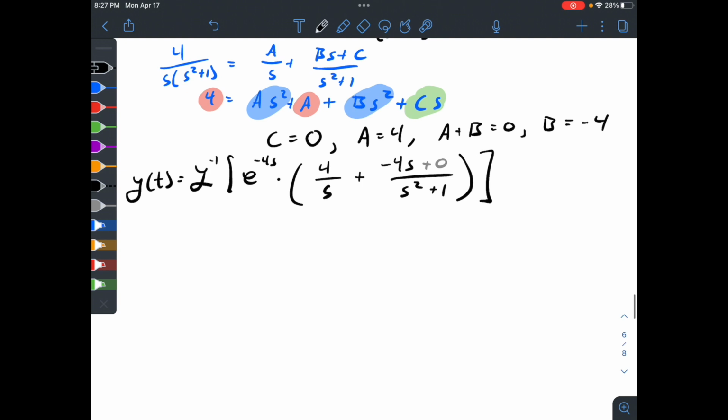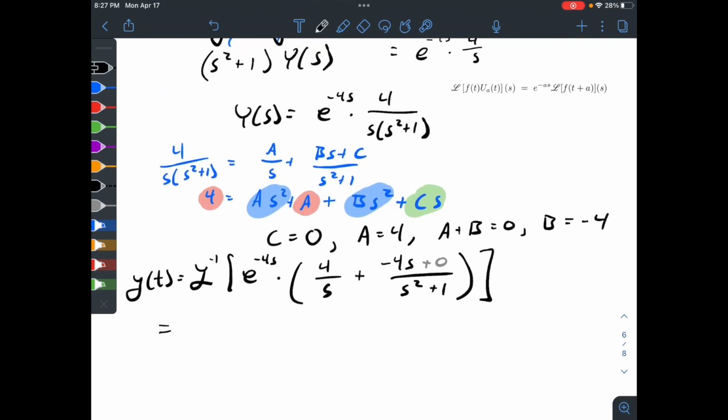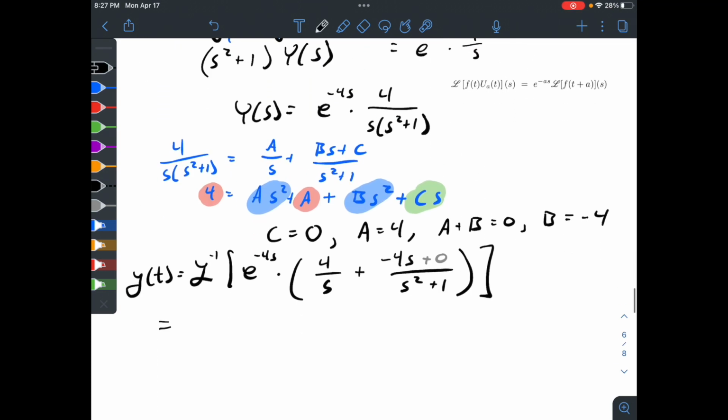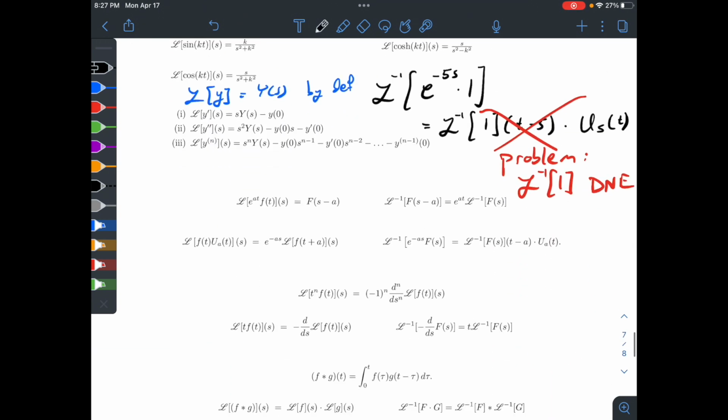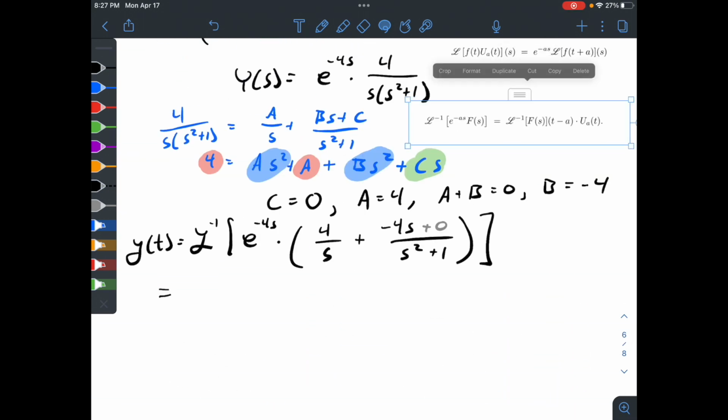Yeah, so we get that. Okay, now we just want to do L inverse of all this. So L inverse of, what do we do when we have L inverse of e to the -as times something? So let's go to the table over here. We're going to use this one. Let's put that over there because we can.